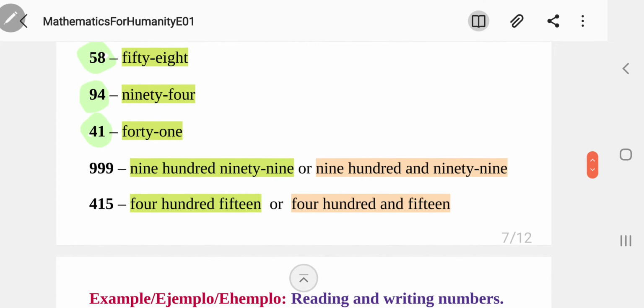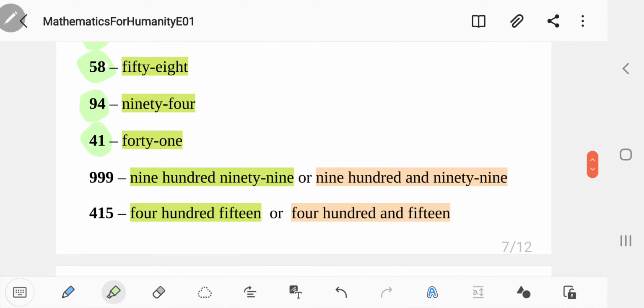Here you have this number. You can read this as 999. This one, you have 415. That's how you read the numbers. More examples coming up.